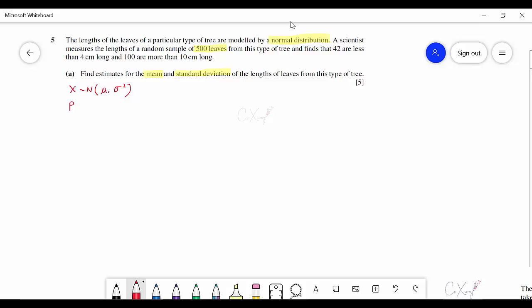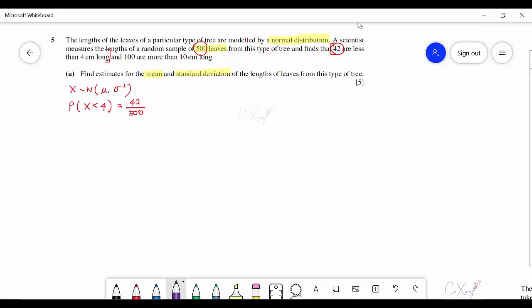First of all, let's have a look at the first piece of information here. They said 42 are less than 4 cm long. So X is the length of the leaf, so X less than 4. And how many of them have a length less than 4 cm? You can find out that it is 42 out of 500. Therefore, 42 out of 500 is actually the probability or the percentage. So this is the first piece of information that I can get from the question.